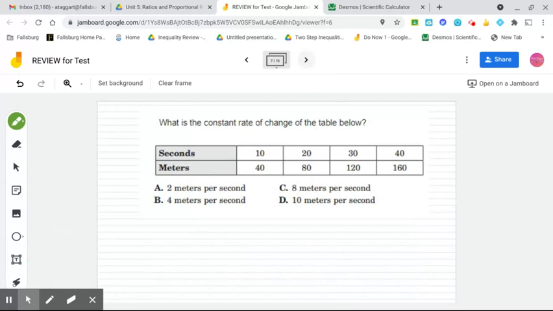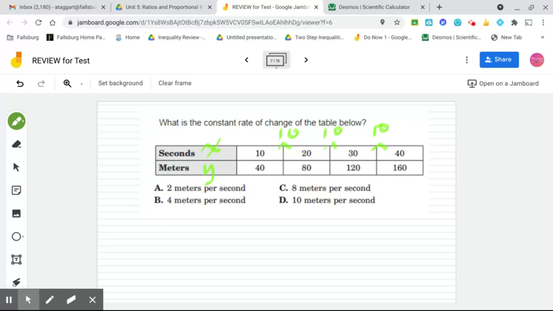What is the constant rate of change of the table below? So this is very similar. We set up a table before from the graph, but here we're going to just figure out how the table is changing. So remember, whenever we have a table, we always have x first and then y. So we're going to see how are the x values changing. We're going from 10 to 20, 20 to 30, 30 to 40. We can see that it's changing by 10 each time.